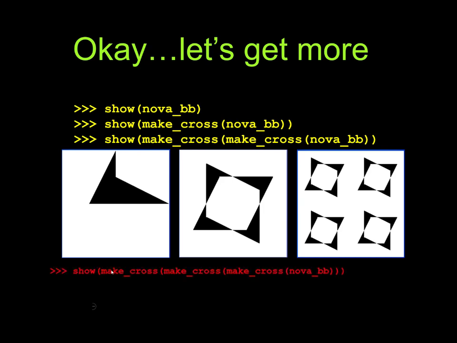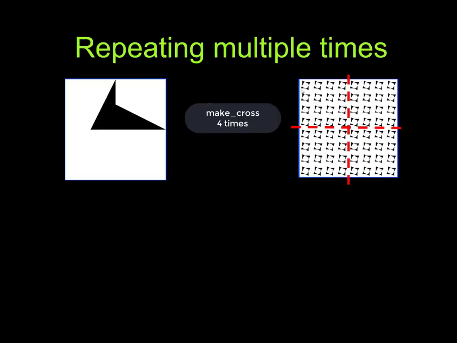What about 3 levels? Make cross, make cross, make cross 3 times. And what about 4 levels? Make cross, make cross, make cross, make cross 4 times. What do you get? Well, you get this picture. This 1 by 1 is you make cross 1 time. 2 by 2 is you make cross 2 times. 4 by 4 you make cross 3 times. 8 by 8 you make cross 4 times.